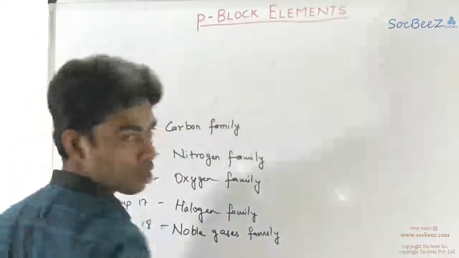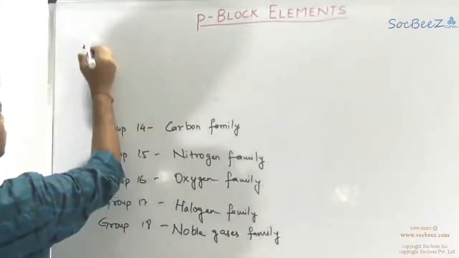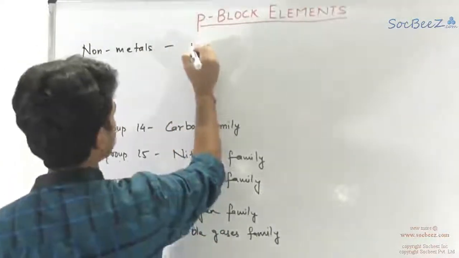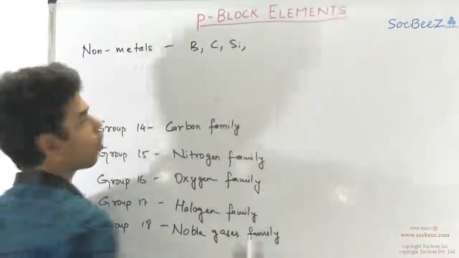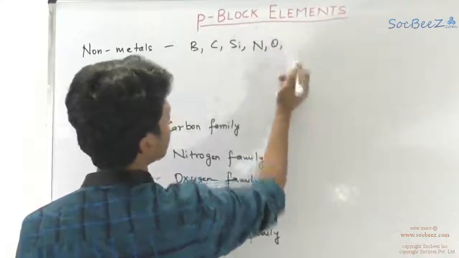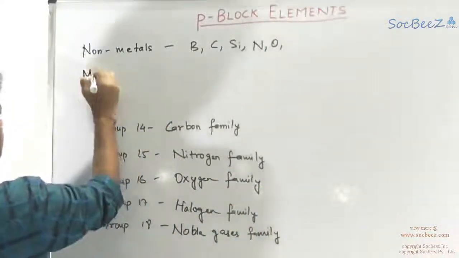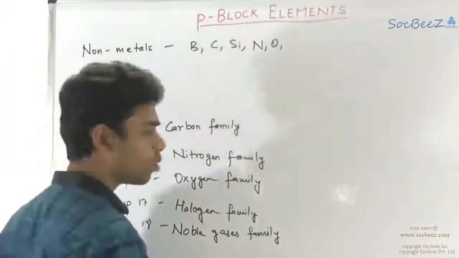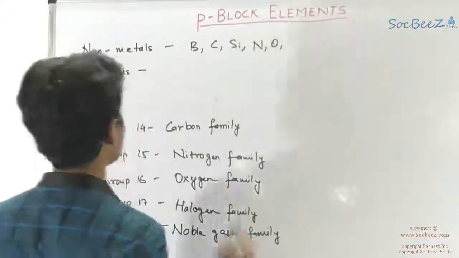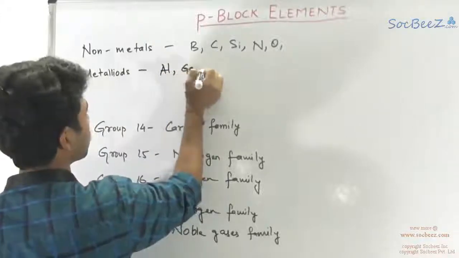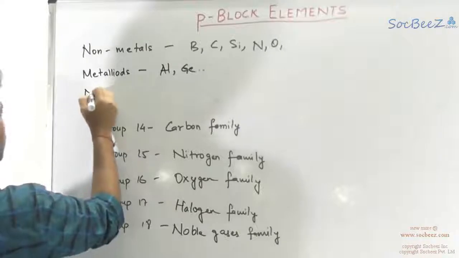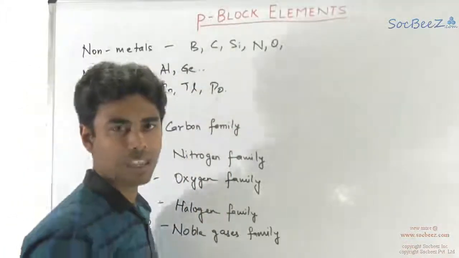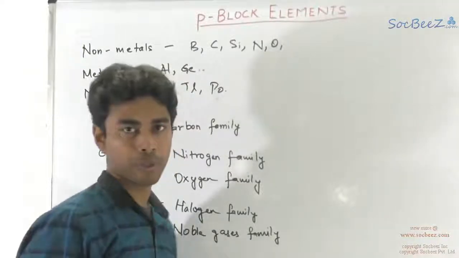Now let me give you some examples of the metals, non-metals, and metalloids present in this family. First of all, the non-metals present in this family are very simple. Boron is a non-metal, carbon is a non-metal, silicon is a non-metal. You all know that any element of the second period is a non-metal. Now the metalloids. P block elements contain all the metalloids in the periodic table. The metalloids are aluminium, germanium, and so on. Now for the metals: indium, thallium, polonium. These are some of the metals. There are many more we would see in detail when we go into each of these families.